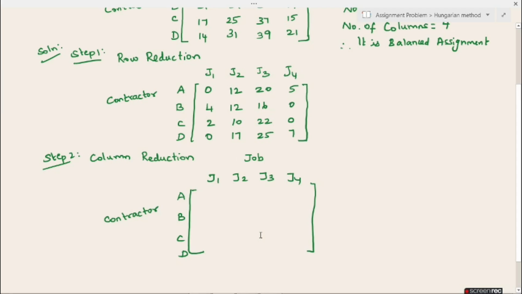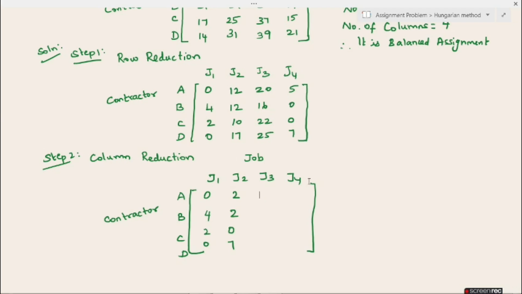After this row reduction, we have to do the column reduction. Column reduction means we have to select the least value in each column and subtract it from all the elements of that column. So in the first column, the minimum is 0. If you subtract, you will get the same values. So 0, 4, 2, 0. In the second column, we have 10, that is the minimum. So 12 minus 10, that is 2, 12 minus 10, 10 minus 10, 17 minus 10.